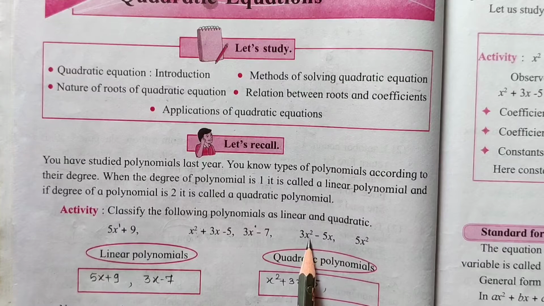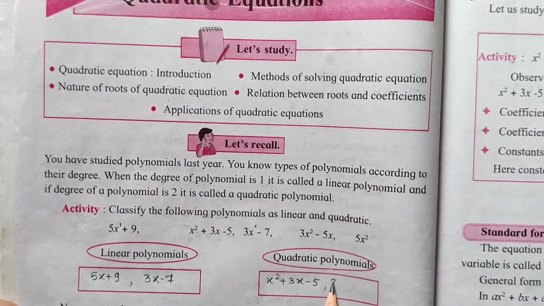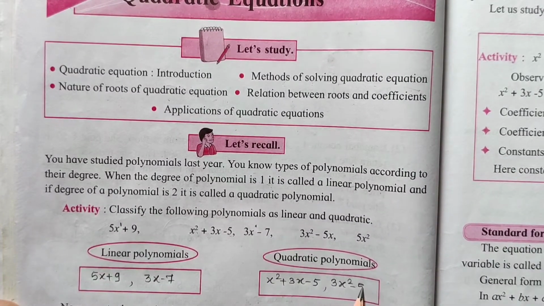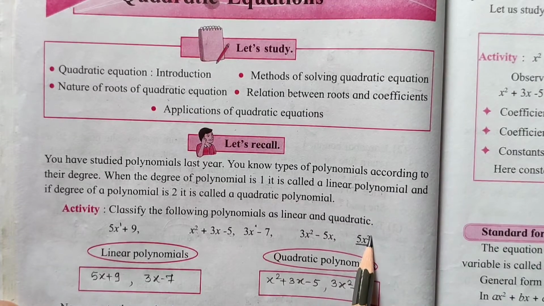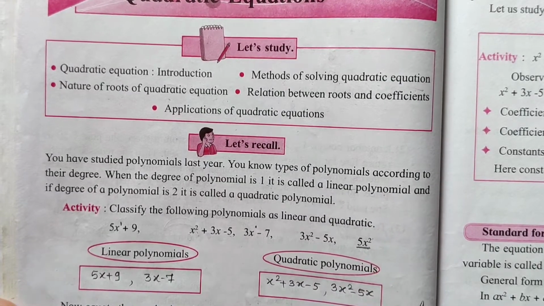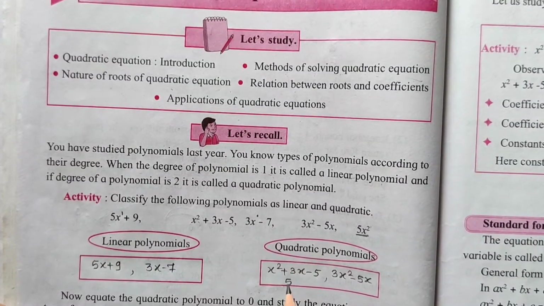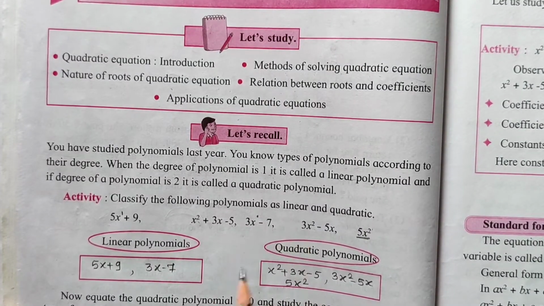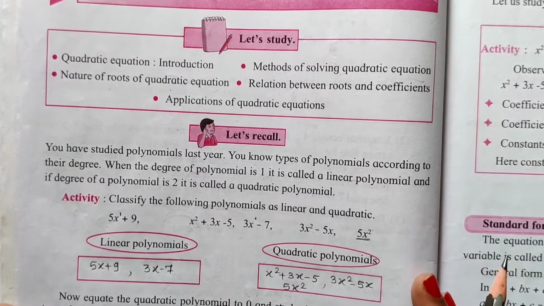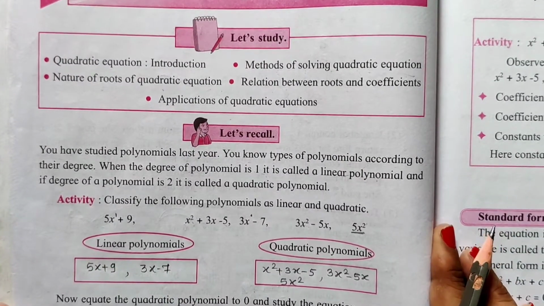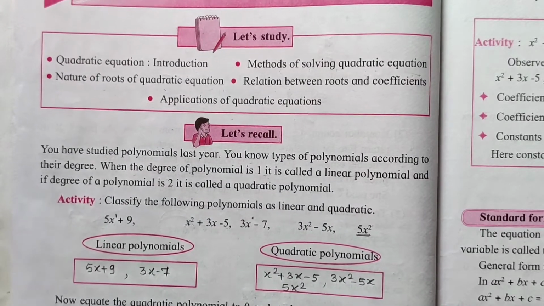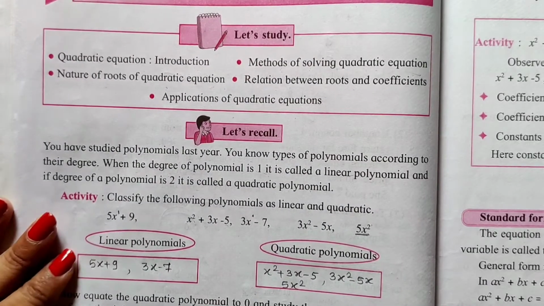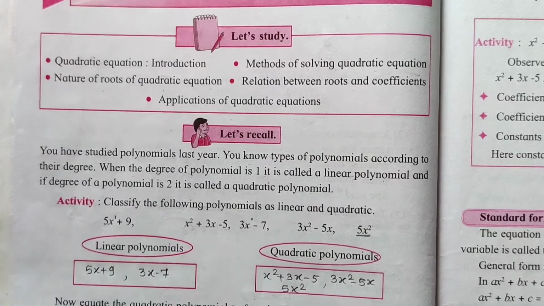So this 3x square minus 5x is also a quadratic polynomial. And then last polynomial 5x square, here also we can see degree is 2. So this 5x square can also be said as the quadratic polynomial. So in this way we have learnt about quadratic polynomial in our previous standards. Now let us learn about the quadratic equation. Quadratic polynomial we have learned. Now let us learn about quadratic equation.